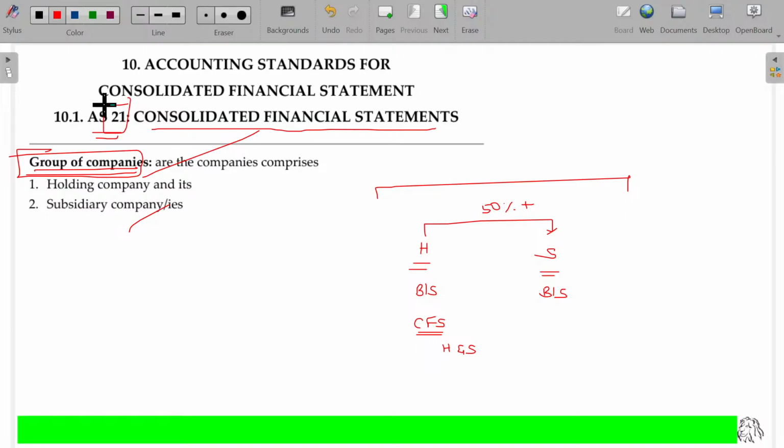Two companies' balance sheets are merged into one company's balance sheet. So H company prepares their own balance sheet independently. S also prepares their own balance sheet independently. Apart from that, only in the books of H company, they have to merge the balance sheet of H as well as S collectively, right? That consolidation will be done here.